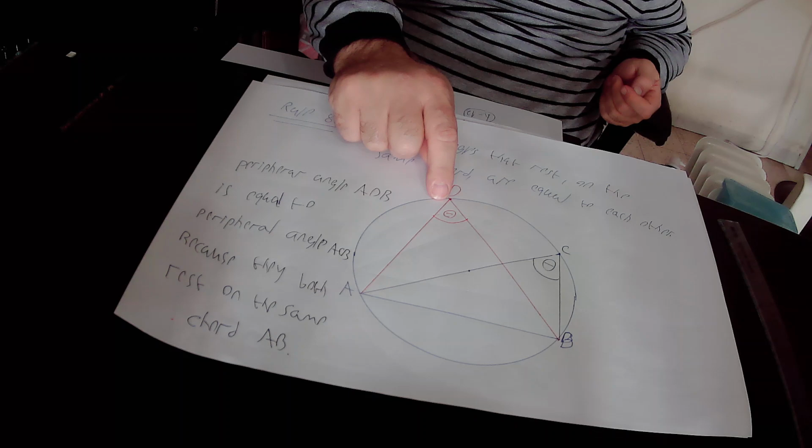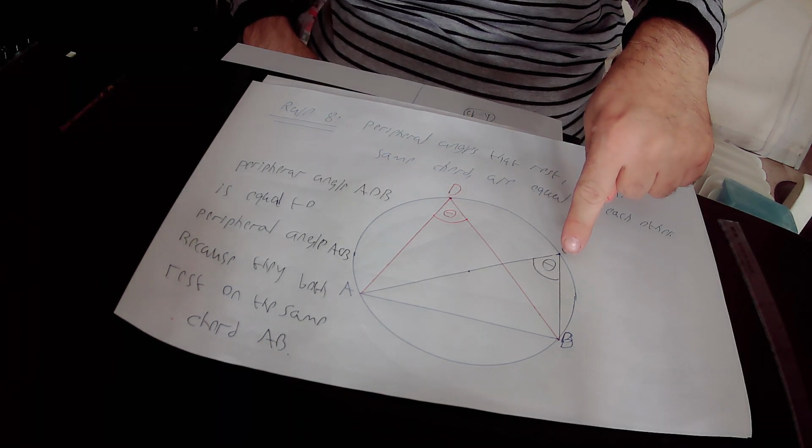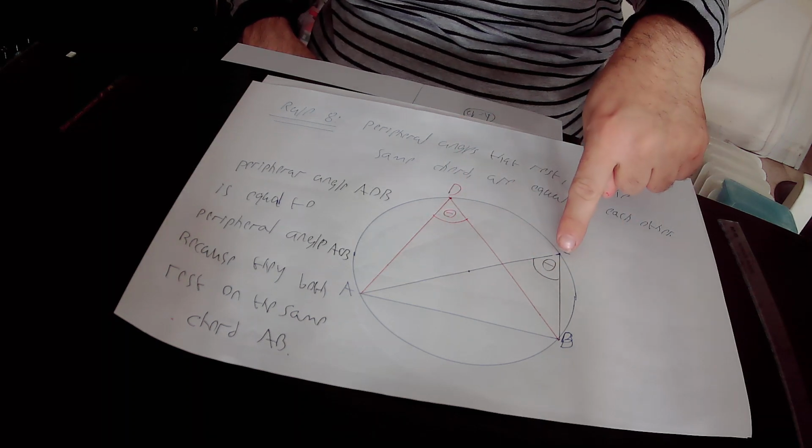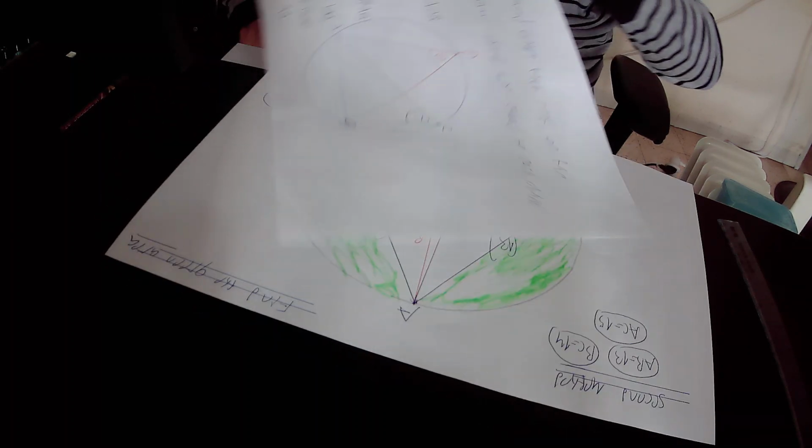So if this peripheral angle ADB equals theta, then the other peripheral angle ACB that rests on the same chord AB must also be equal to theta. So we actually can implement rule number 8 in our drawing.